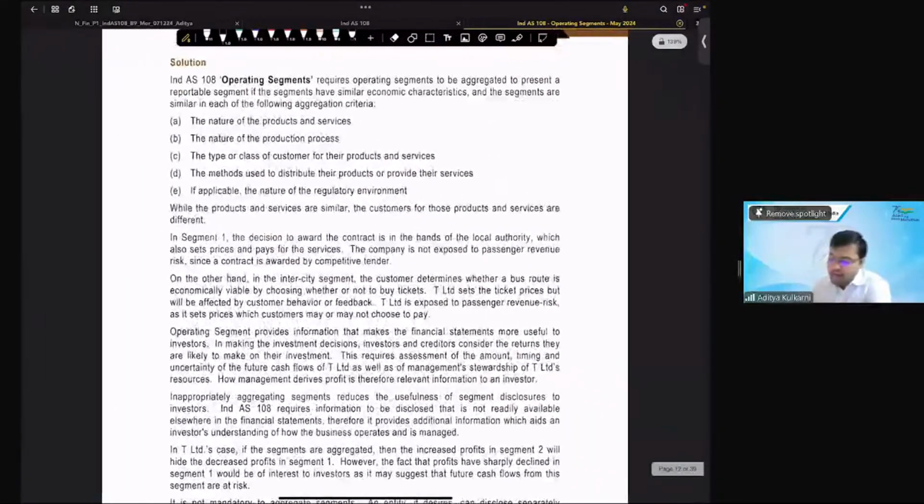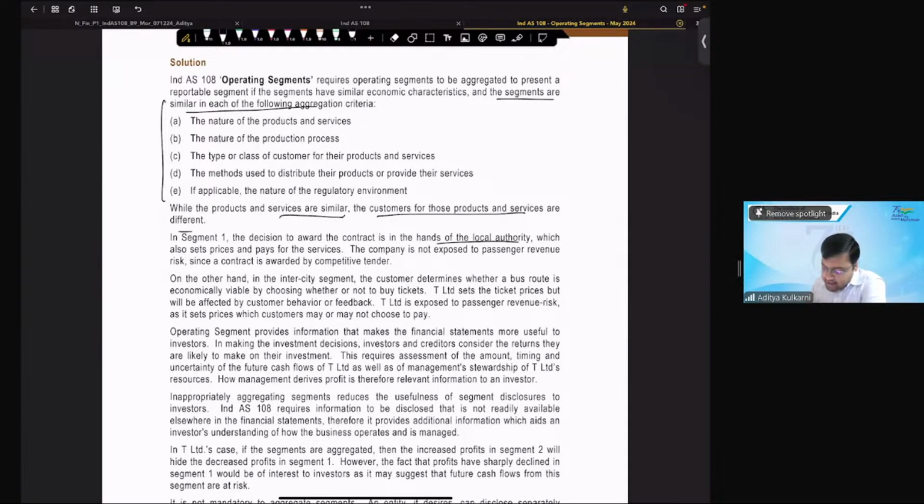So what they have said is, for the aggregation, you need to look at these criteria. I have given this criteria in my discussion also. While products and services are similar, the customers are different. In segment 1, pricing is in the hands of the local authority. In the intercity segment, it is the customer who determines whether a bus route is economically viable by choosing whether or not to buy the tickets. T Limited sells the ticket prices and will be affected by customer behavior or feedback.